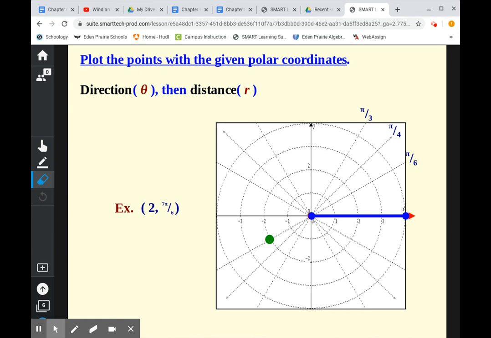Okay, so let's go ahead and plot some points. It says the direction theta, then the distance r. So again, I look at theta first, and then I figure out the distance r.